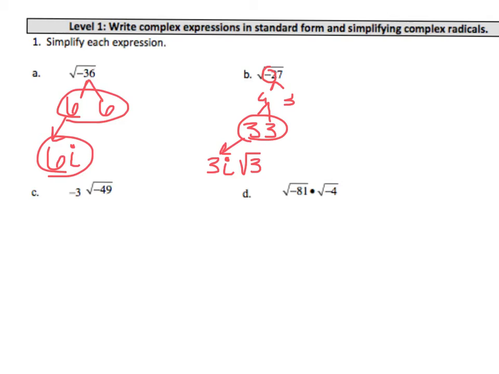Okay, and then in C, I've got the square root of 49, so I know that's going to be 7 and 7. And again, because that 49 is negative, I'm going to take a 7i. That's going to equal 7i. And then just like before, I'm going to just multiply when I have a number out front. I'm just going to multiply by the negative 3. So this answer is going to be negative 21i.